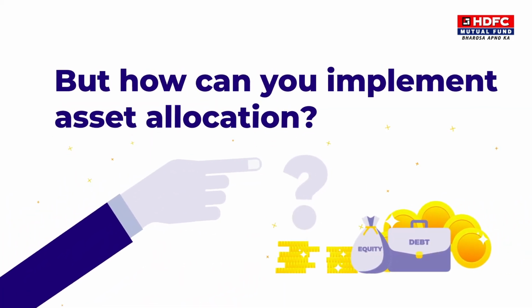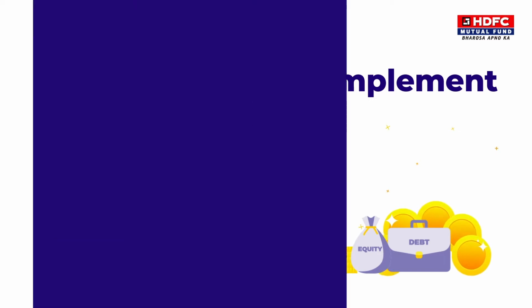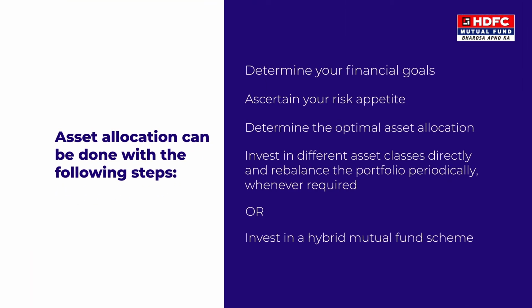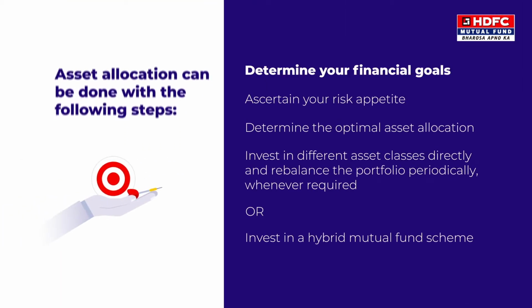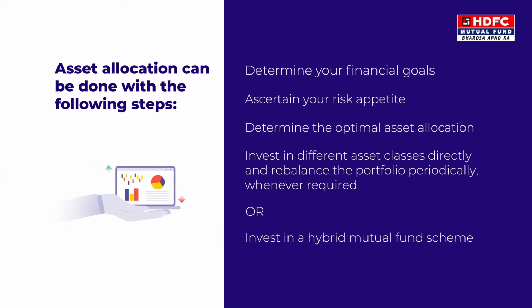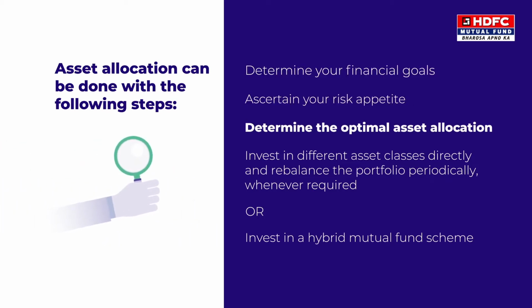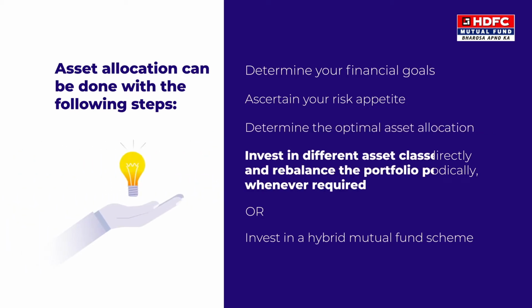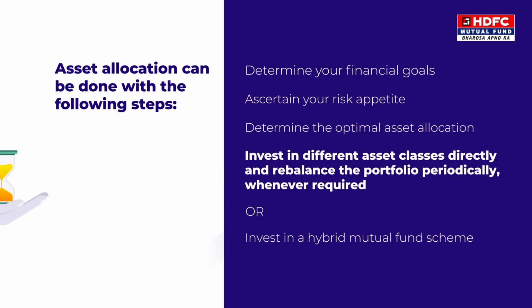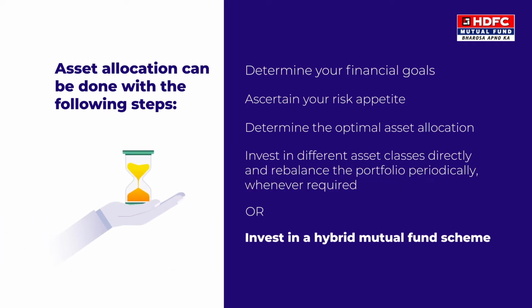But how can you implement asset allocation? Asset allocation can be done with the following steps. Determine your financial goals. Ascertain your risk appetite. Determine the optimal asset allocation. Invest in different asset classes directly and rebalance the portfolio periodically, whenever required, or invest in a hybrid mutual fund scheme.